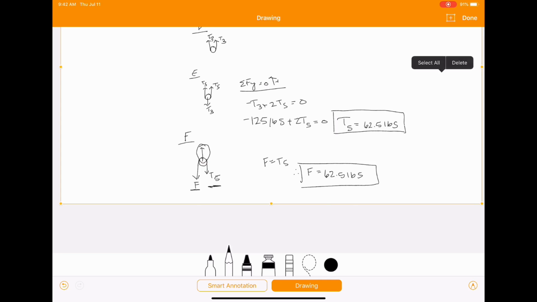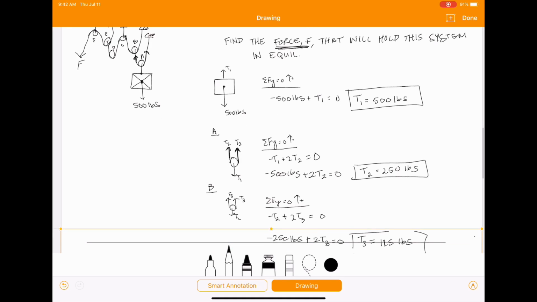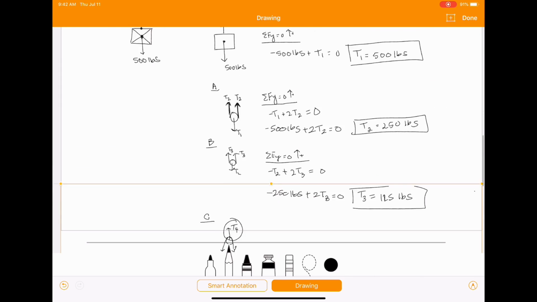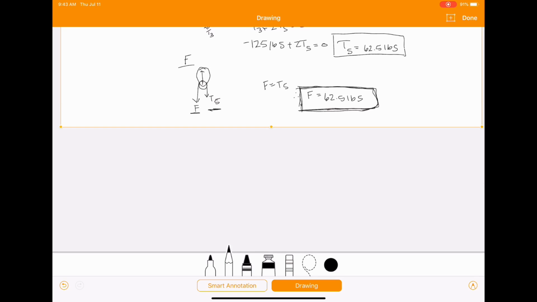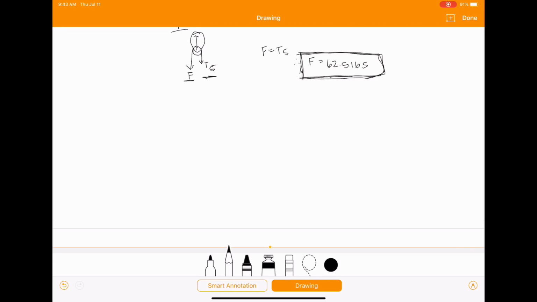So how awesome is that? We have a 500-pound crate that we're trying to lift, and we only have to pull with a force of 62.5 pounds to get that crate to move. That's why pulley machines are so beneficial. So there are many other examples that we could go through, but I think that gives you a good enough start for now.